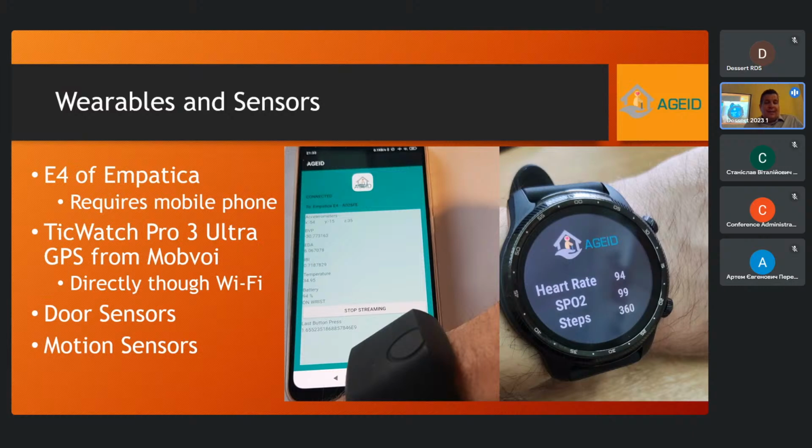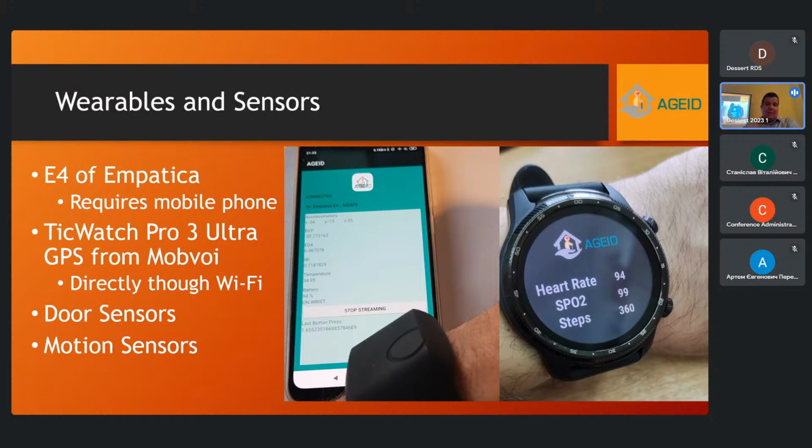And we use this one, and we used a watch from the market. It's the one I wear today. It's a TicWatch, called TicWatch Pro. It costs about 200-something euros. Okay, it's not so expensive.